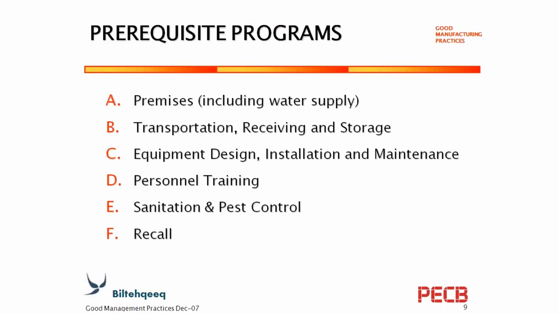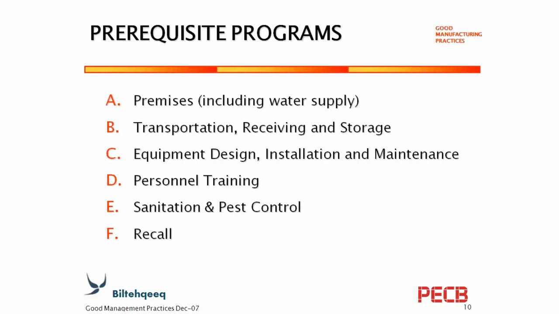And before implementing or developing the HACCP plan, there are some prerequisites. The first prerequisite is the premises. You have to ensure that the premises where your operations are under process should be clean and should not be contaminated by any means. The means can be material, man or machinery, and the water also.